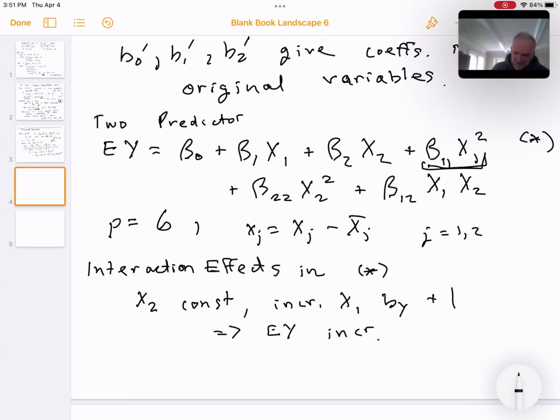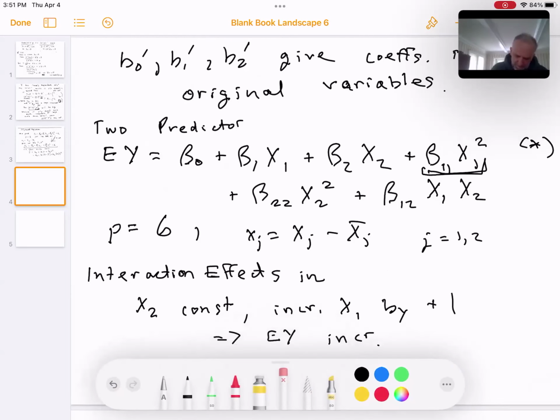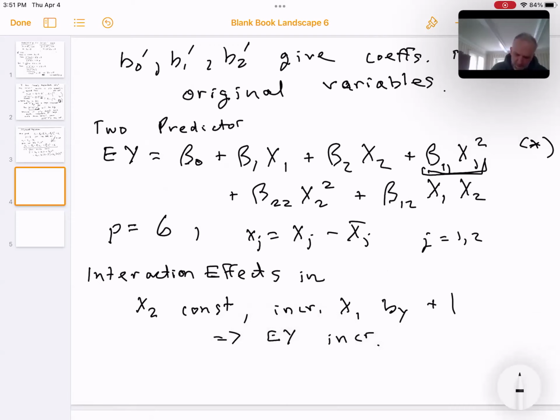Let me change it just to make it simple, because I could do that. We could do this, but it wasn't the one I want to do. So let's take this out and make it a little simpler here. Let's say we don't want the pure quadratic ones, but we want the interaction ones. So say we have E(Y) equals beta 0, and I'm also giving you time to think about this, beta 1 x1, beta 2 x2, and let's just take the interaction term, beta 12 x1 x2.